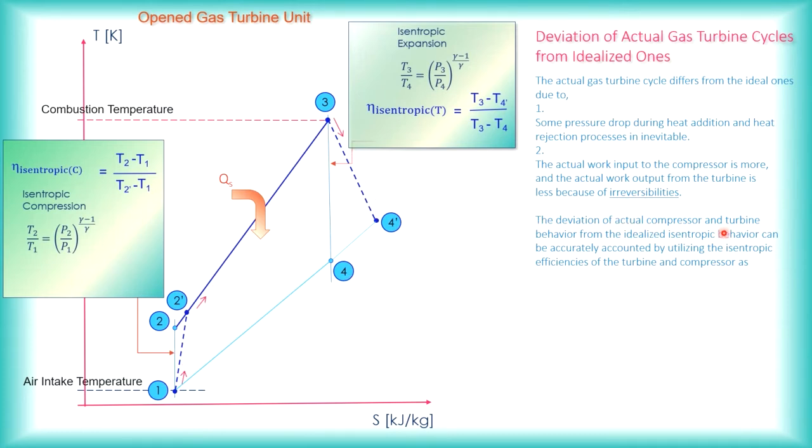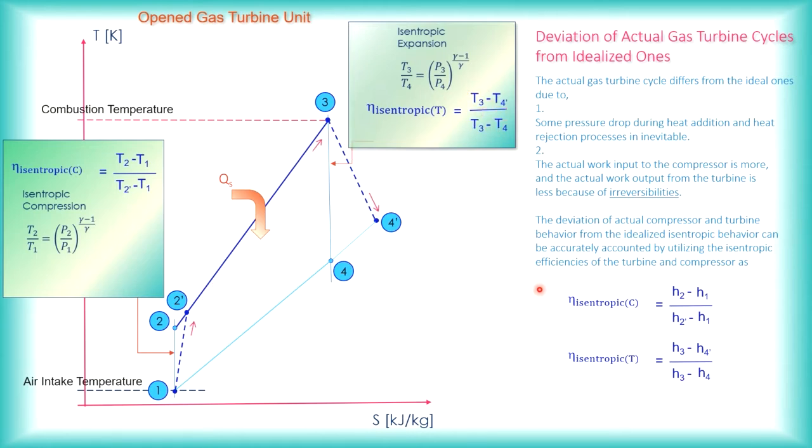Now, the deviation of actual compressor and turbine behavior from the ideal isentropic behavior can be accurately accounted for by utilizing the isentropic efficiencies of the turbine and the compressor. So that is what is given. This is in terms of H, the enthalpy. And we know that enthalpy H can be written as CPT, the specific heat capacity at constant pressure multiplied by the absolute temperature. So we can convert this form into this form as well.